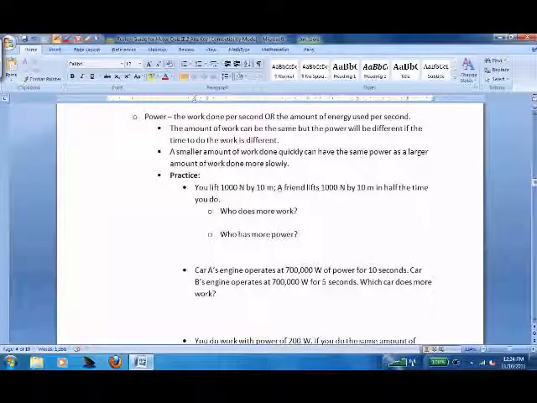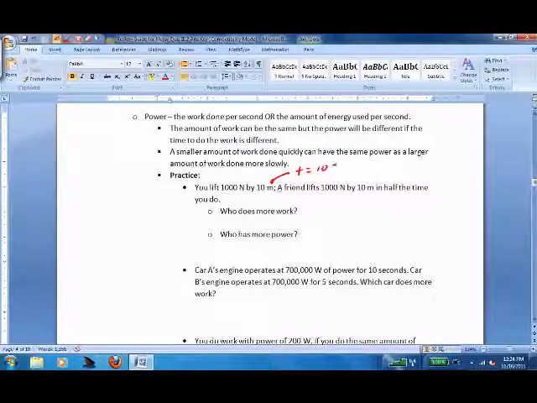Power, got to crank them out. You lift 1,000 newtons for 10 meters. Friend lifts 1,000 newtons by 10 meters in half the time. So let's make up a time. It takes you 10 seconds. Half the time for them. Takes them 5 seconds. Who does more work?